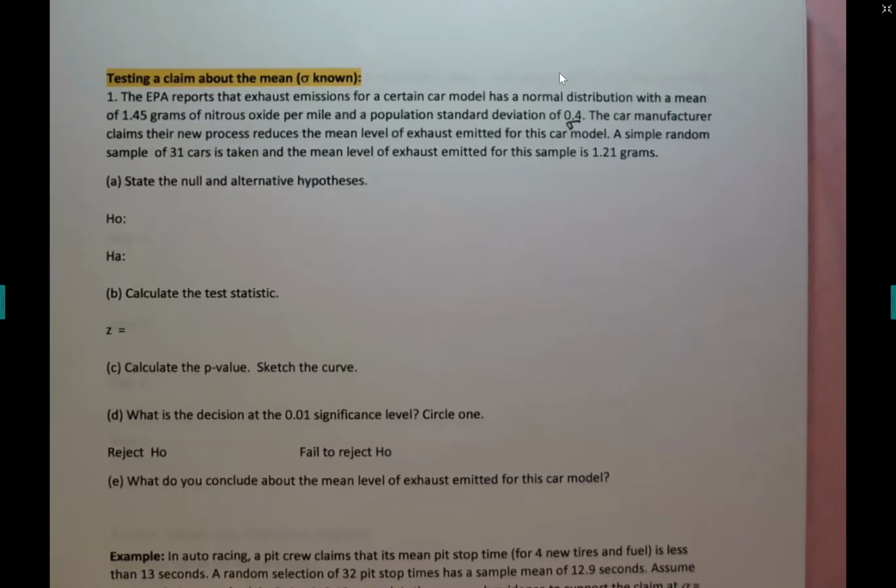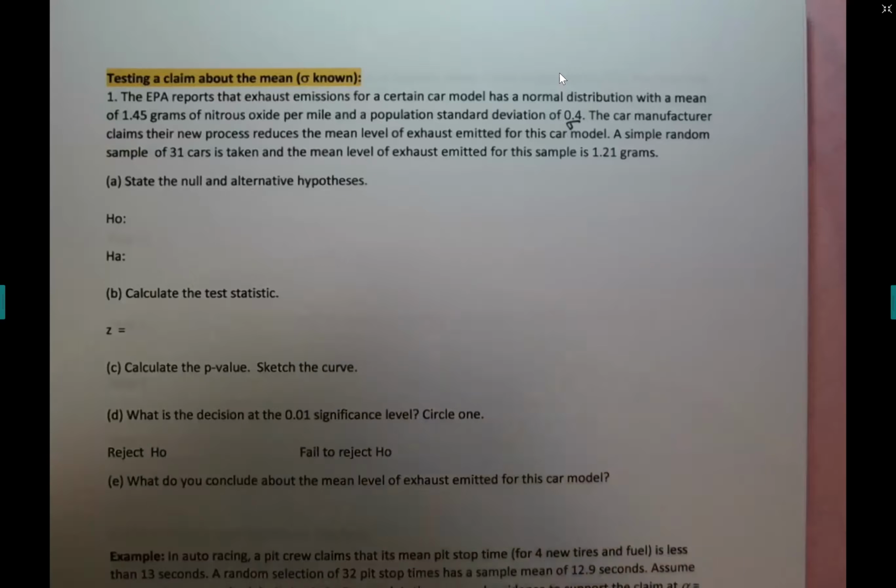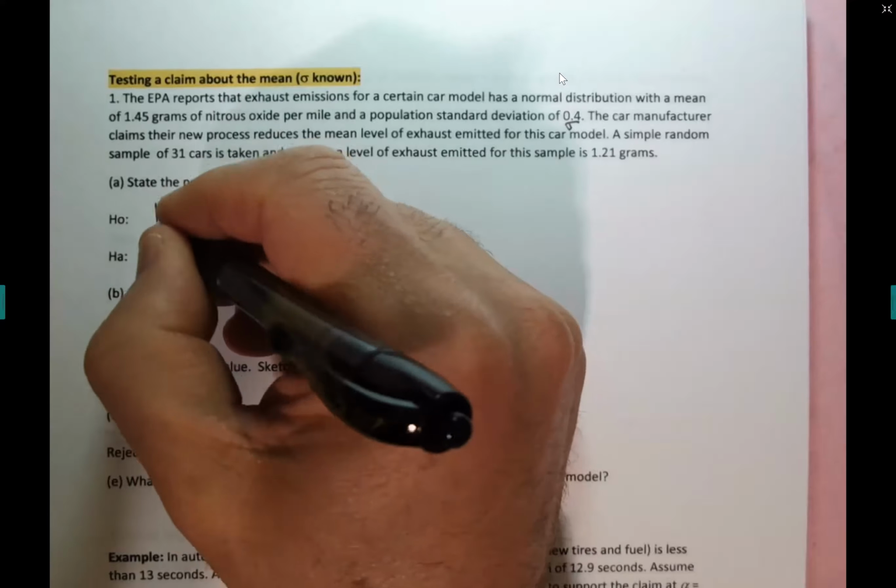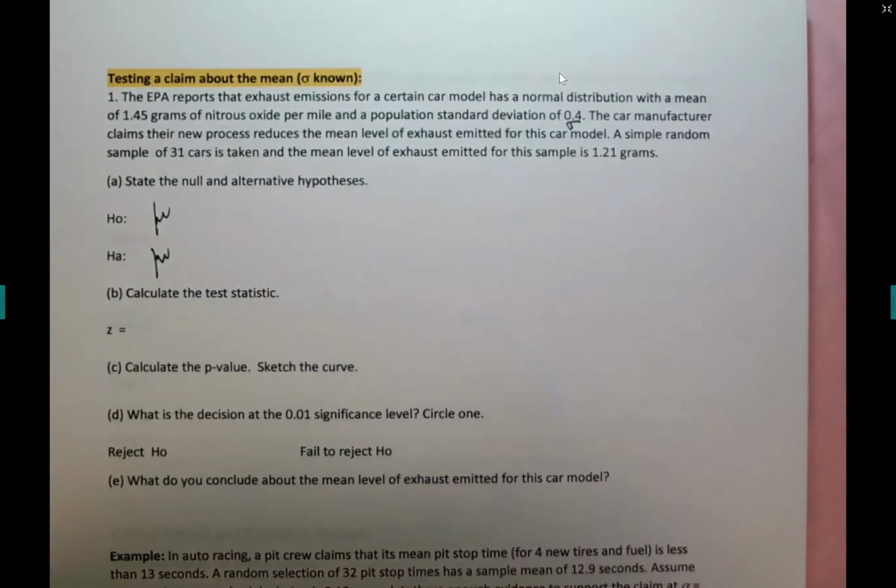We know the average nationwide, the EPA reports, is 1.45. But a new car manufacturer claims that their new process reduces the mean level of exhaust emitted for this car model. Can you guys help me state the null and the alternative hypothesis here? The EPA says the normal range is a mean of 1.45, but the car manufacturer is saying that their car has a mean level of exhaust emitted that is lower than what the EPA claims. So how would you state the null and the alternative?